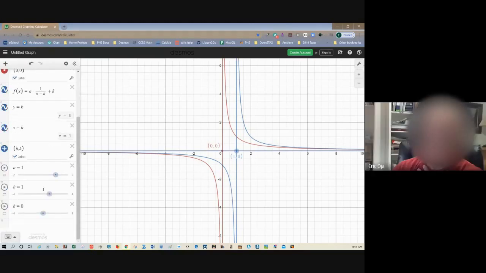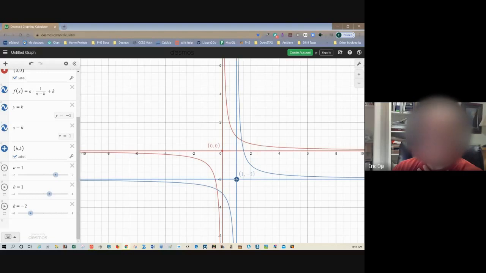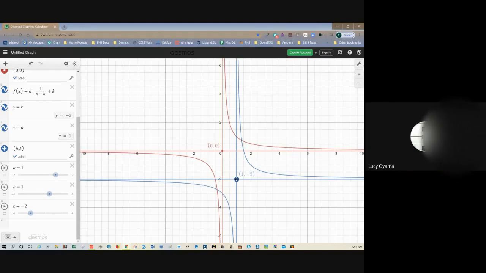Makes sense? So if I make k -2, look what happened. The point of intersection of the asymptotes just gets moved down to there, and that's where the graph has been shifted. Does that make sense? Okay, good.